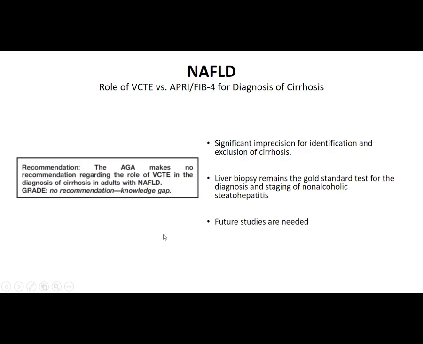What about cirrhosis? Actually, there's significant imprecision here. So there's no recommendation in terms of cirrhosis. Liver biopsy still remains the gold standard here to diagnose non-alcoholic steatohepatitis in particular, because I don't think there's really any way to determine the difference between NAFLD and NASH unless you do a liver biopsy. So I think we may still be in the biopsy mode for this particular diagnosis for a while.